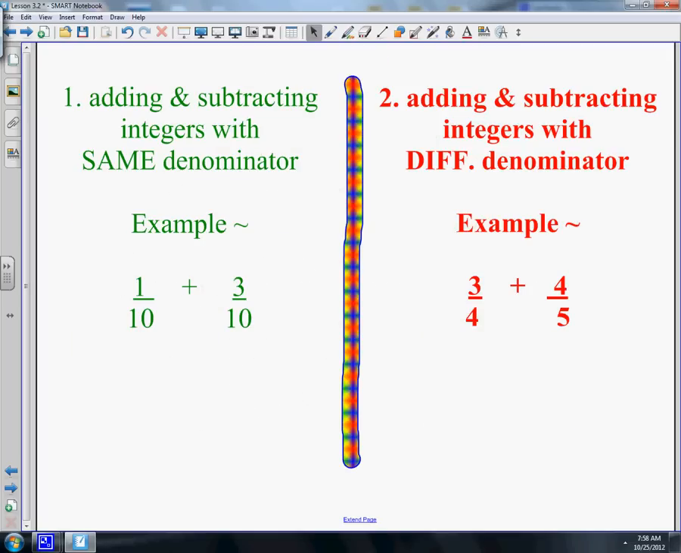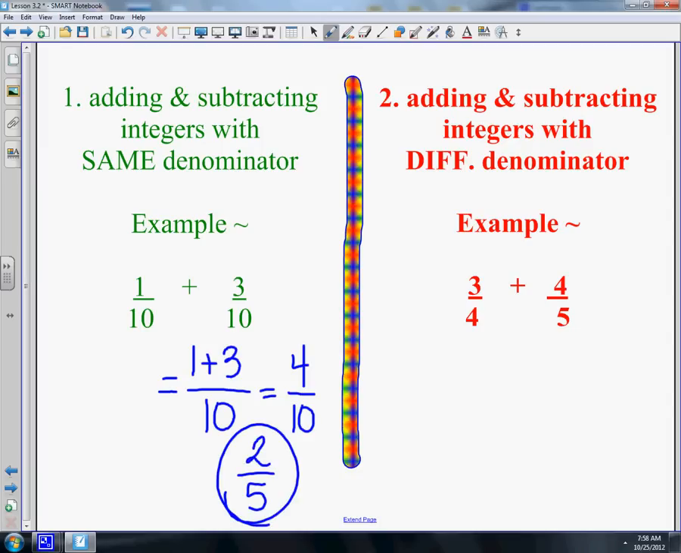So there's a couple key notes that I want you to write down. So, number 1, adding and subtracting integers with the same denominator. So this is super easy. When I add or subtract integers with the same denominator, here's my example, 1/10 plus 3/10. I just add 1 plus 3 and I keep the denominator the same. So then I get 4/10. Always, always, always you will have to reduce that to 2/5 is your correct answer.